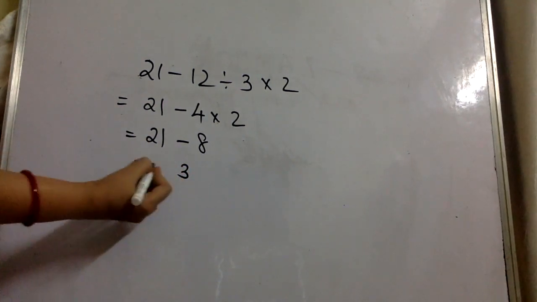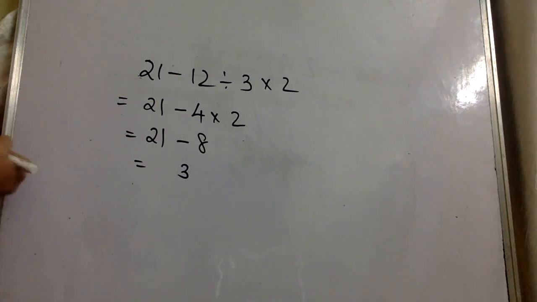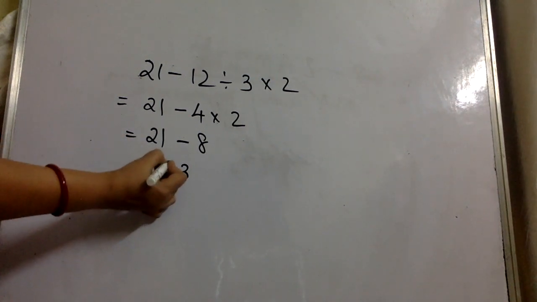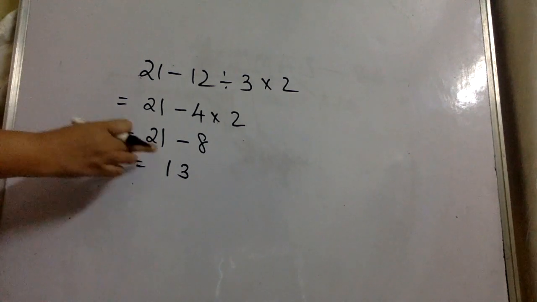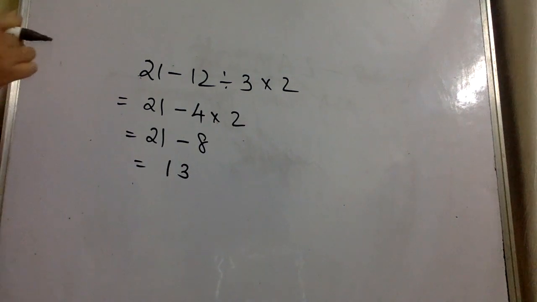So how do we subtract? This is a 3 and then comes 13, right? So we get our 13 as the answer. So my final answer is 13. Okay, so this is how we work on BODMAS. That was a very simple one.